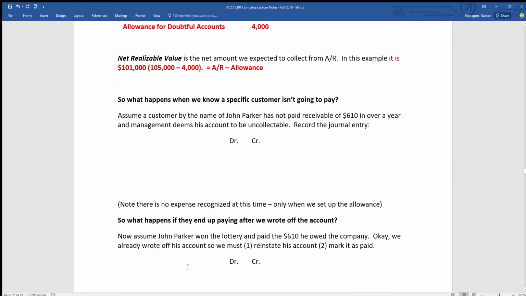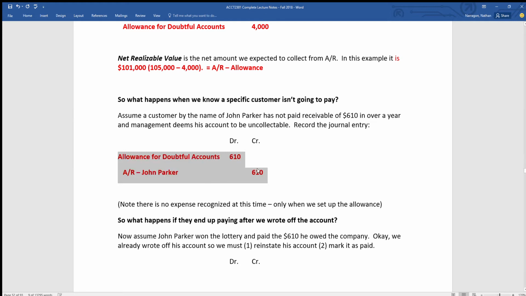So under an allowance method, what would happen if we actually finally know a specific customer is not going to pay? Okay, so we're going to take John Parker. He has not paid his receivable of $610 in over a year. Well, if it's been over a year, I would probably assume that he ain't paying us. I mean, we should have probably written him off a while ago, but I guess management was just waiting and waiting, and it just didn't happen.